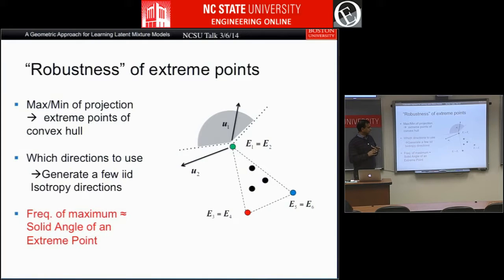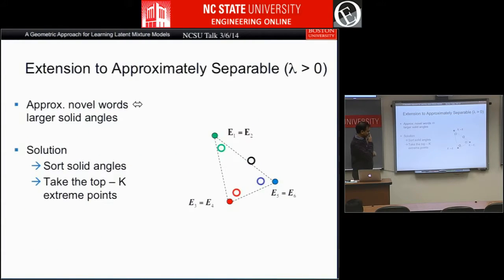This is an interesting algorithm because it also allows us to solve the case for lambda not equal to 0. Okay? Why is that? If lambda is not equal to 0, indeed I don't have any extreme points. The ideal extreme points have vanished. They have now been perturbed.